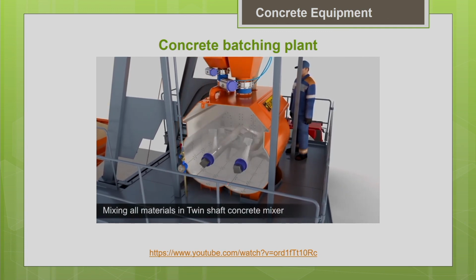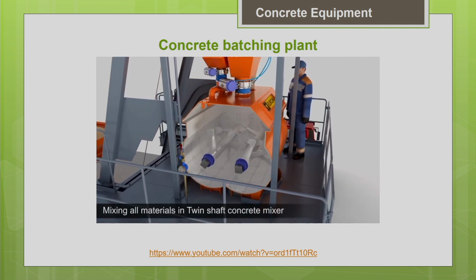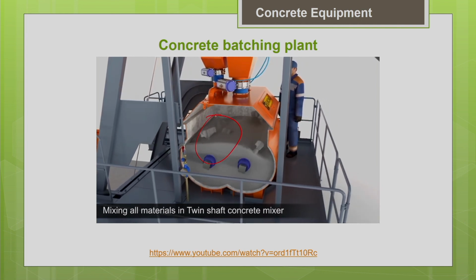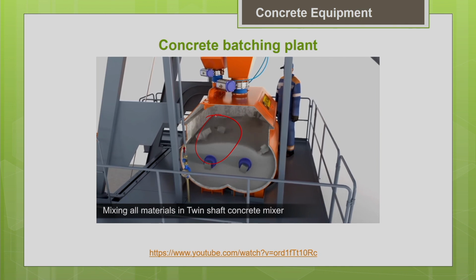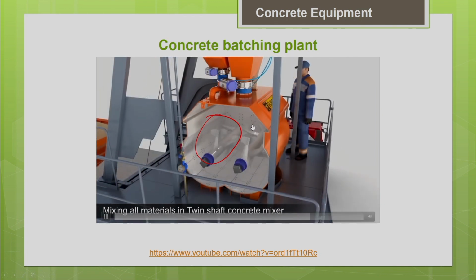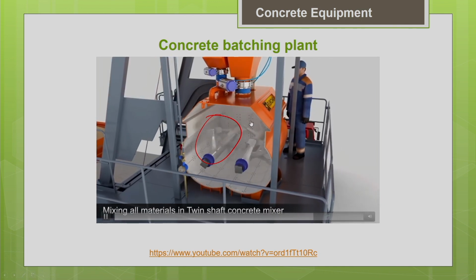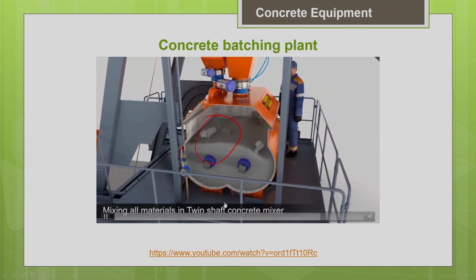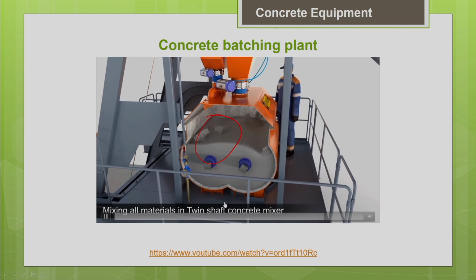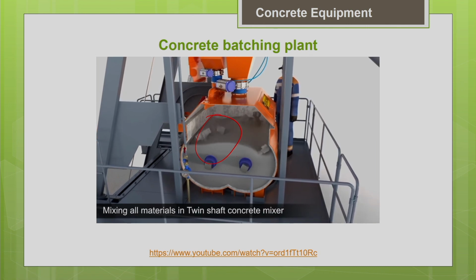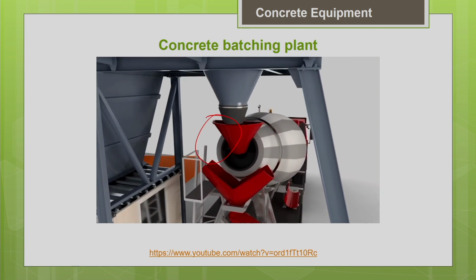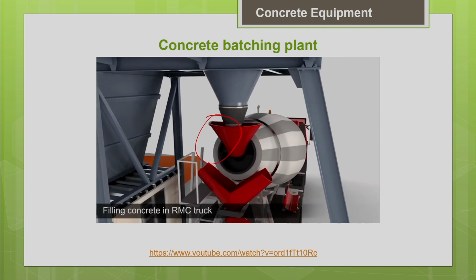So, this is a twin shaft concrete mixer as we discussed earlier. You can see horizontal shaft and the paddles are arranged spirally. You can see spiral arrangement of paddles along the shaft of the mixer. So, this spiral arrangement helps you to have a homogeneous mixing of the material. Once the concrete is mixed, you can see that it will be delivered into the hopper of the RMC transit mixer.